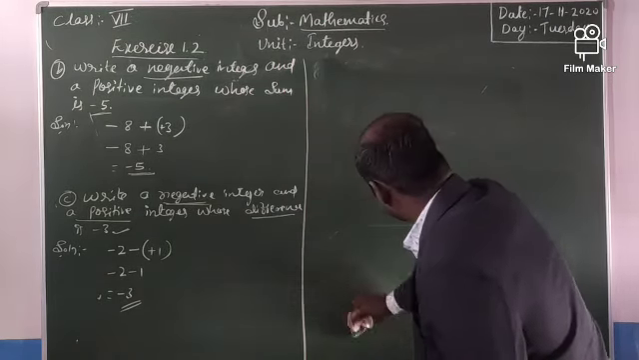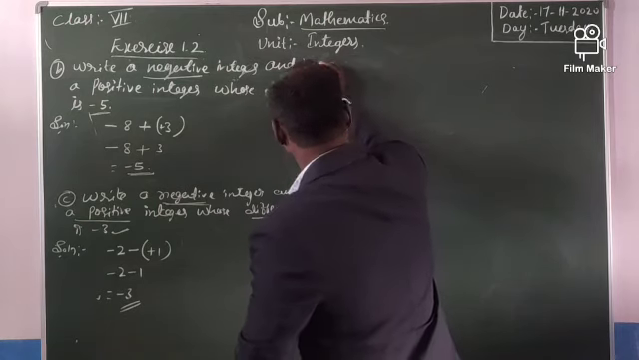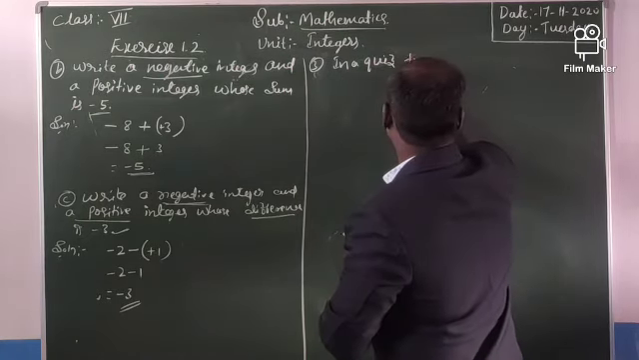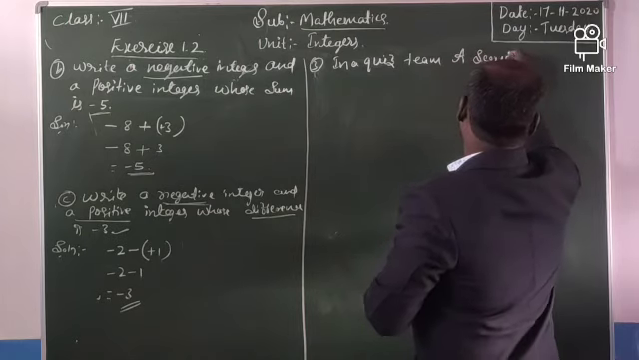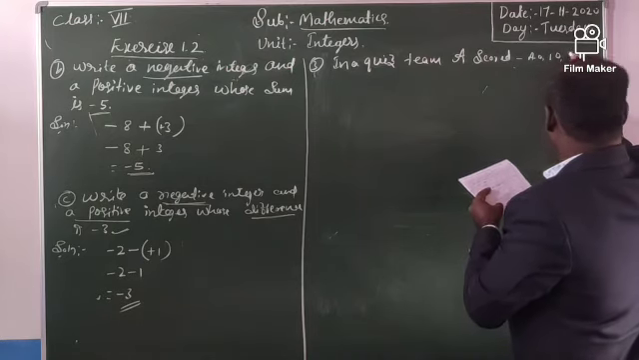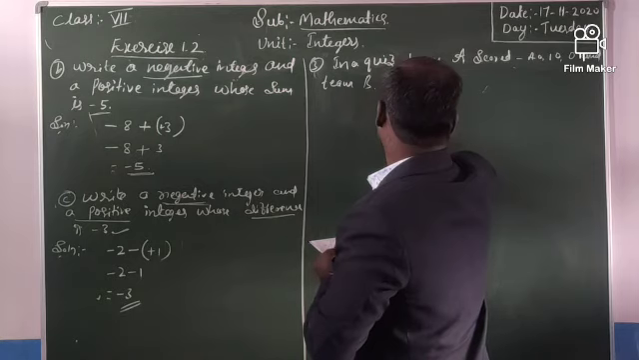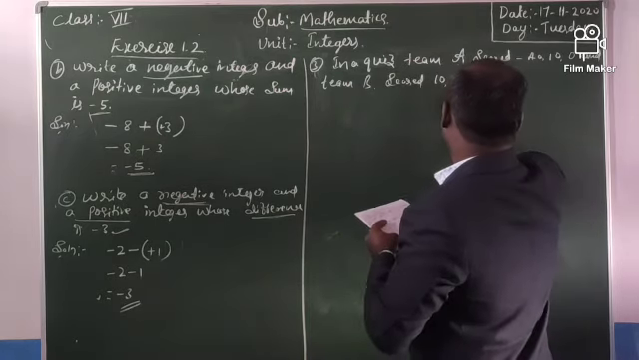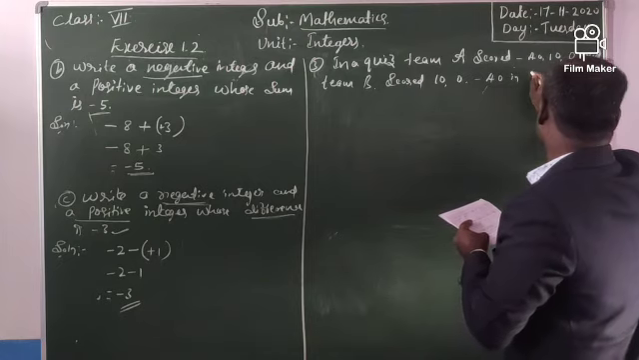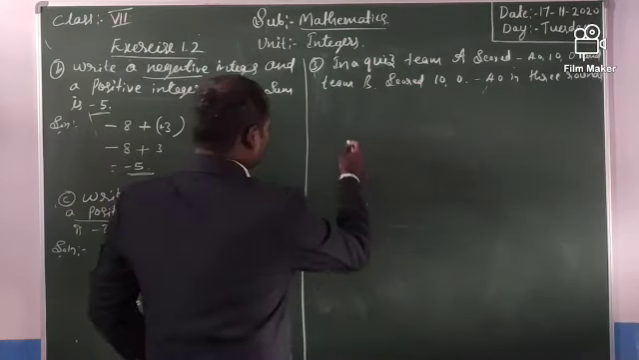Now the next problem, that is an old problem. See here, in a quiz, team A scored -40, 10, 0, and team B scored 10, 0, -40 in 3 successive rounds. Which team scored more?